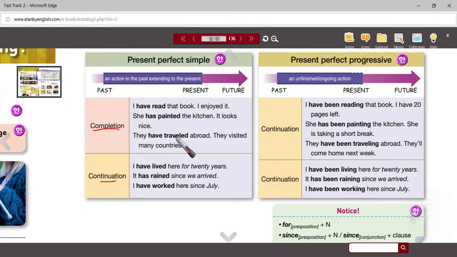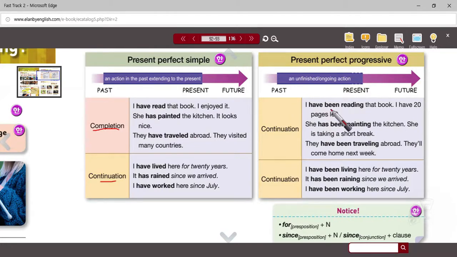Or this one, they have traveled abroad. They visited many countries, or they have visited many countries. Okay? So this may have happened many times in the past. So they're talking about general activities that are done, complete, finished. Okay? You can see these same sentences over here.